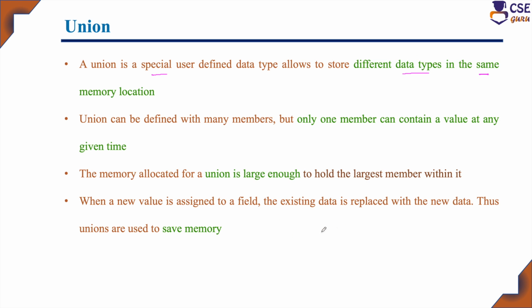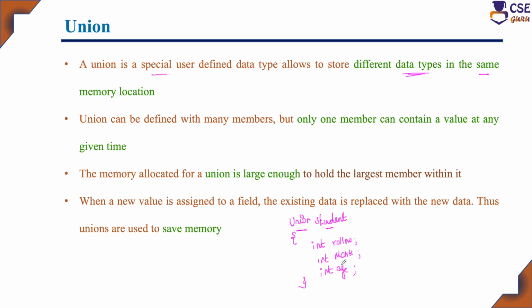For example, a union should be declared with the keyword union, and then, for example, student is the union name. Here we can declare int roll number, this is one member, int mark, int age. These are all the members of the union. So if you declare a union with union name student, roll number, mark and age are the members of the union. A union can store different data types in the same memory location.